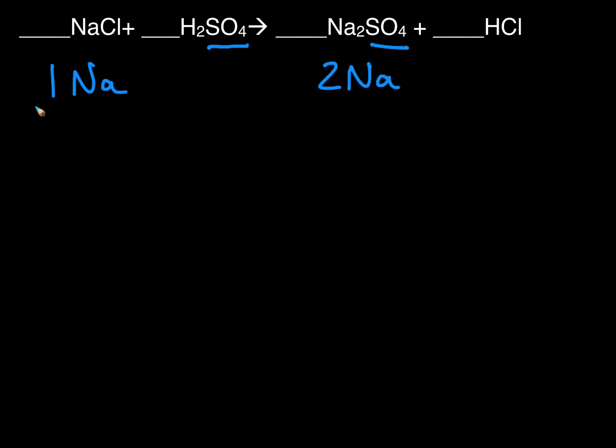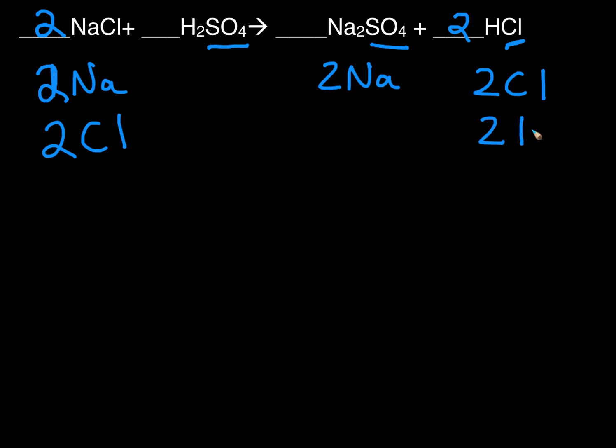What do I need to put as a coefficient here to make this equal to 2? Put a coefficient of 2. So now I have 2 Na and I have 2 Cl. On the product side, I only have 1 Cl, so I need to put a coefficient of 2 to make that equal to 2 Cl. But that also makes 2 hydrogens, which now equal my hydrogens on the left side. And we have our 1 SO4 on both sides. And now our equation is done. So our coefficients will be 2, 1, 1, 2.